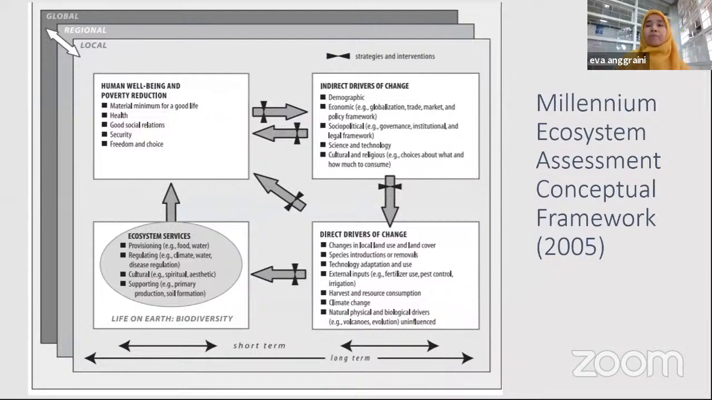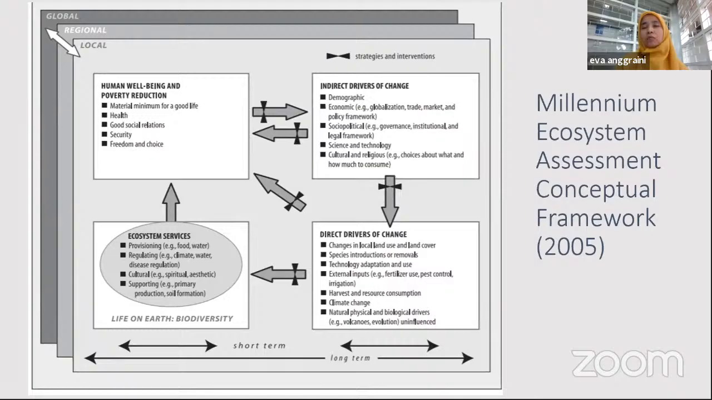And the Millennium Ecosystem Assessment conceptual framework also classifies ecosystem services into four, namely provisioning, so the environment and services provide goods such as food or water; and regulating, which has a function for regulation of the climate, the water, and disease regulation, for example what we are facing now with the pandemic, because the ecosystem is imbalanced and the corona appeared. And cultural, so the ecosystem services have cultural, spiritual and aesthetic values, and so many local wisdoms come from the ecosystem. And supporting, for the primary production, soil formation, etc.